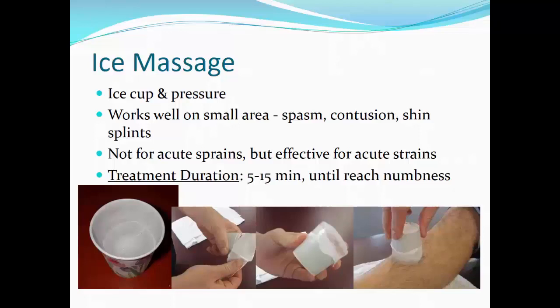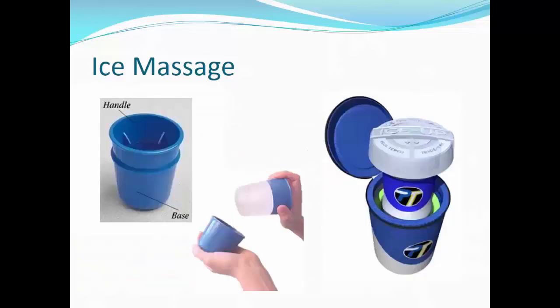Ice cup massage works well on small areas, typically good for spasms, contusions, or shin splints. It is not a good treatment for acute sprains, especially for ligamentous damage, but can be effective for acute strains such as tendon or muscle damage. Typical treatment duration is somewhere between 5 and 15 minutes or until the tissue reaches numbness.